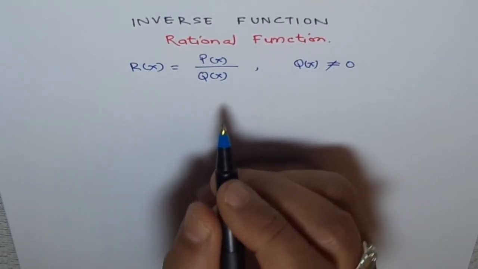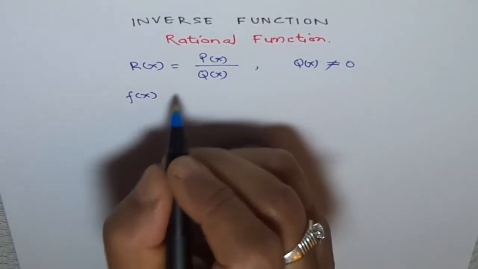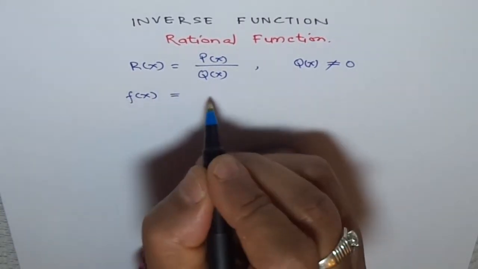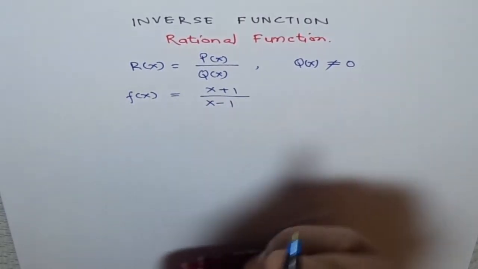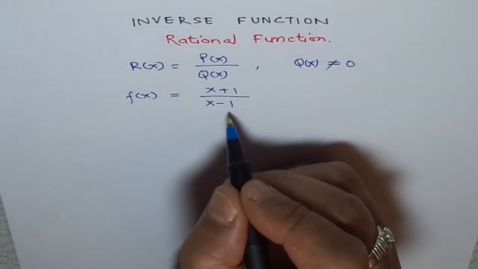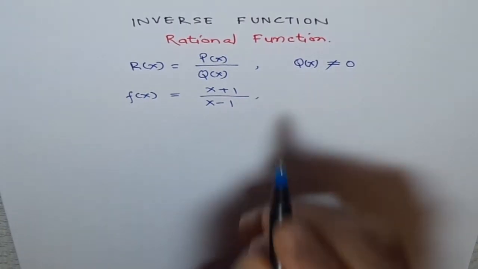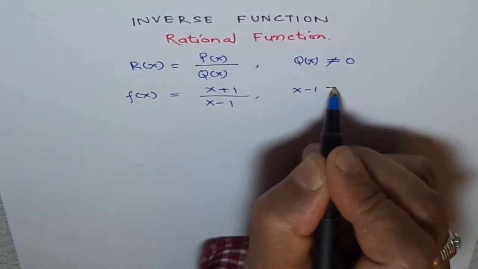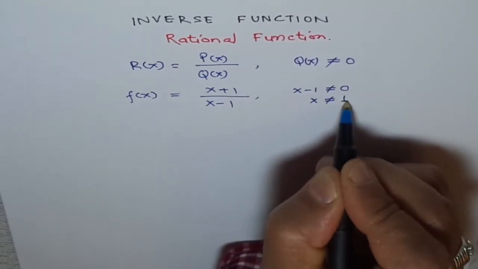Now let's take an example of a function and try to find out its inverse. Let's say the function is x plus 1 over x minus 1. This is a very simple rational function. In here, what is the restriction? The denominator is x minus 1. So we should say x minus 1 should not be equal to 0. That means x cannot be equal to 1.